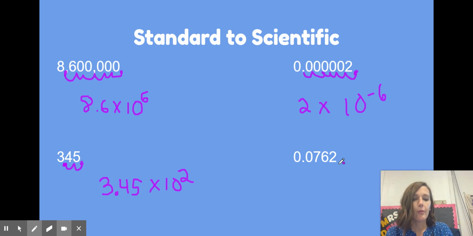And then the last example, again, I want it after a single digit, so I want it after the 7. I don't want it here, that would make it 76. No, I want it after a single digit. And then count how many times you move over. 1, 2. And then you want to rewrite all the digits using the new decimal. Okay, and then times 10 to the negative 2.